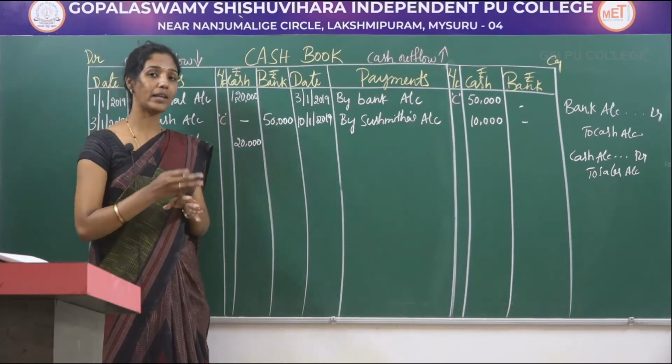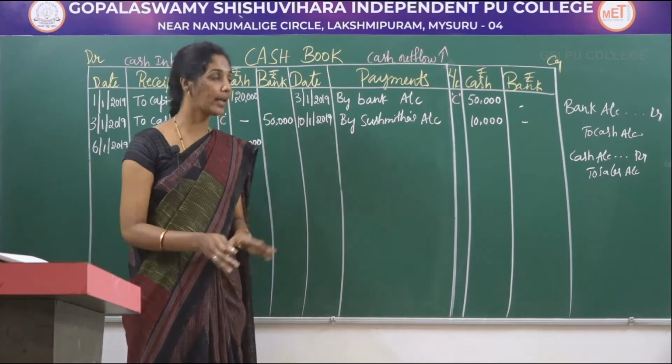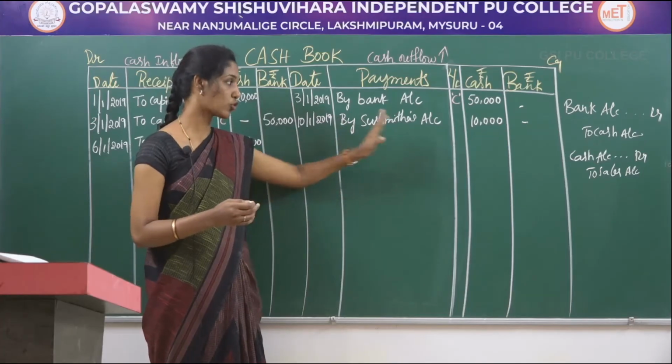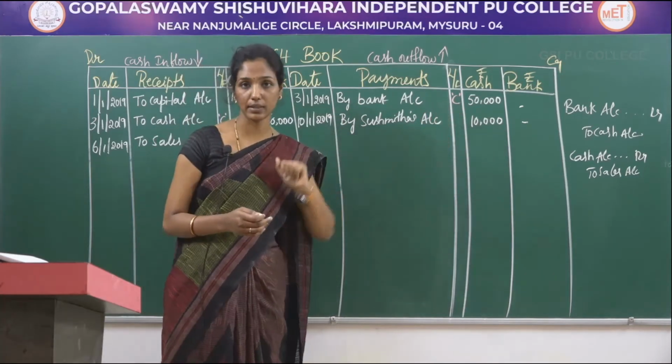So in the journal entry, Sushmita account is debited. When recording in the cash book, we record it on the credit side: by Sushmita's account, cash column 10,000.